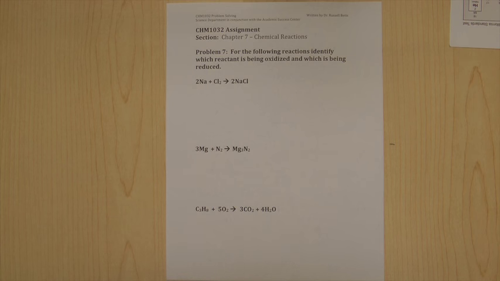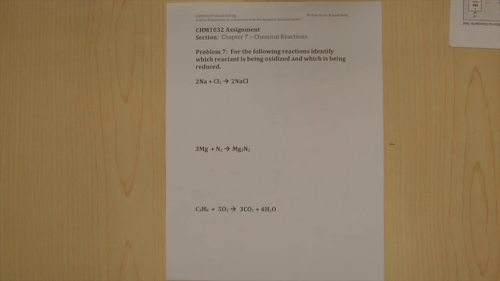Alright, Chapter 7, Problem 7. For the following reactions, identify which reactant is being oxidized and which is being reduced. Very common question. One that gives students a lot of trouble. So let's think carefully about what we're doing. We want to know what's being oxidized and what's being reduced.